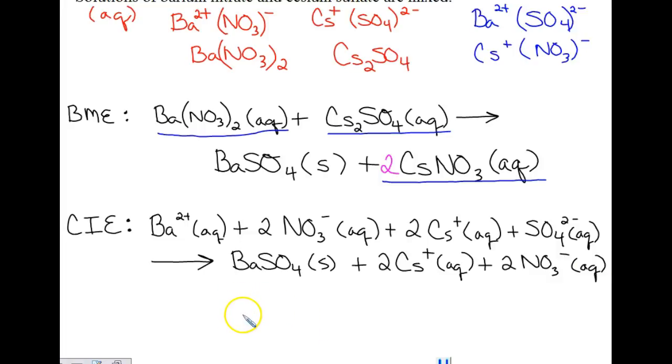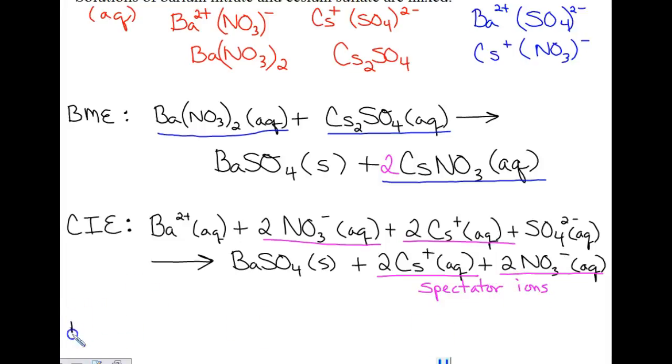Now, the net ionic only involves the ions that actually go through a change, the things that react. So we can identify our spectators. Spectators only watch, so what ions we're only watching. So if we look, the nitrate is exactly the same on both sides of the arrow. The cesium is also exactly the same on both sides of the arrow. So those things are spectator ions, and they don't get to go to the net ionic equation.